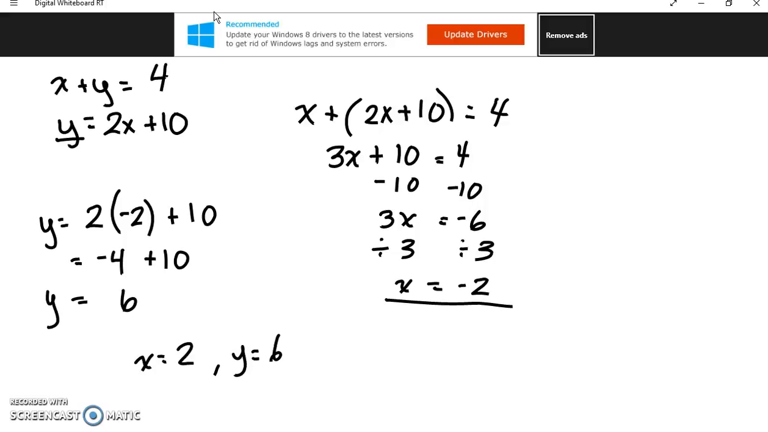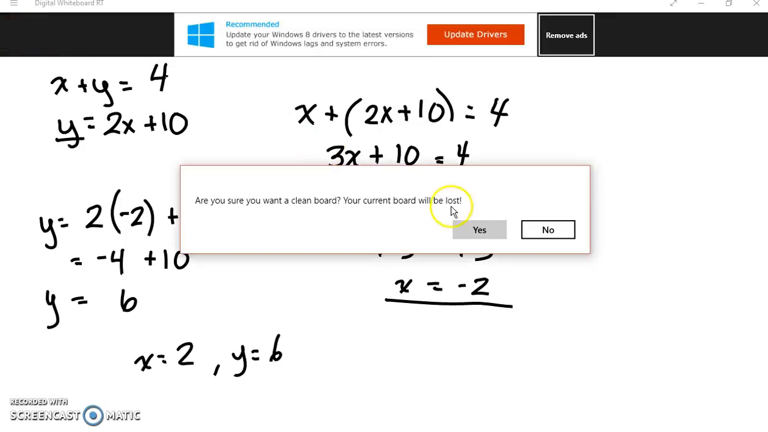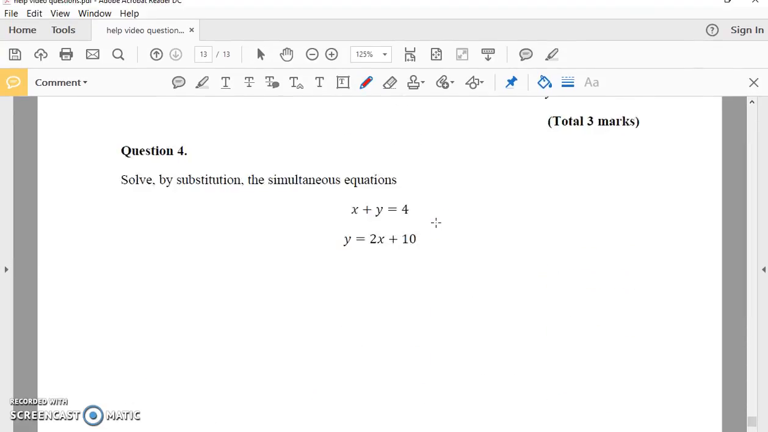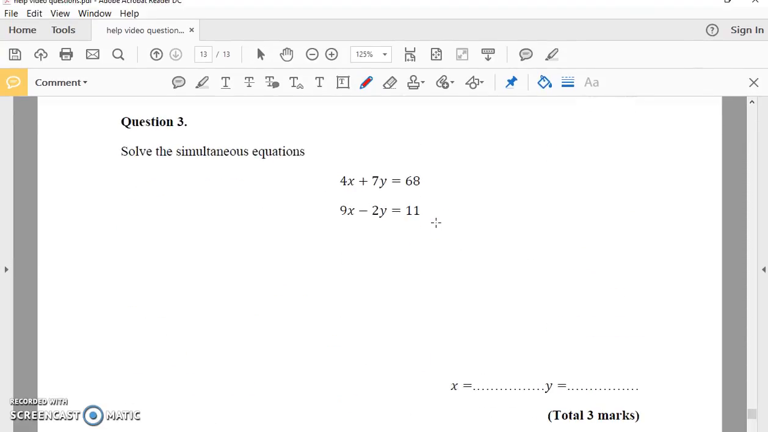Alright, and again, it doesn't matter which method you're using as long as it hasn't specifically told you to solve one way or another. It's just which way is going to make your life easier. And we'll do one more here. This one's a little bit trickier. The numbers aren't as nice, so we've got 4x plus 7y equals 68, and 9x minus 2y equals 11.